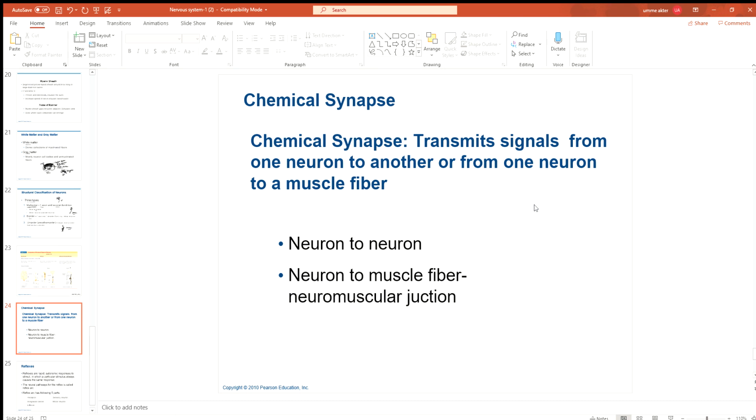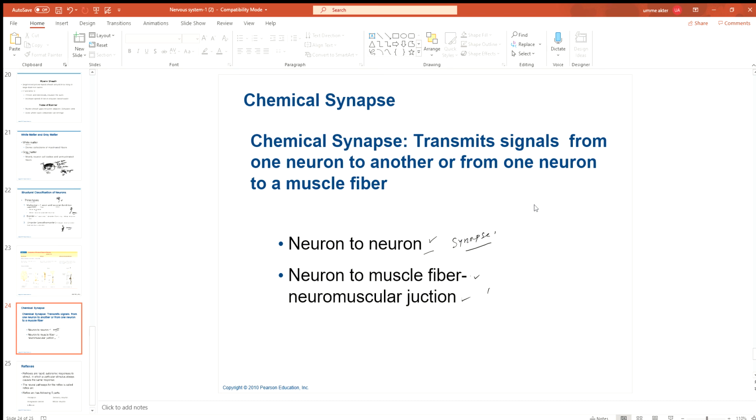I already talked about the synapse, where the axon terminal talks to the dendrites of the next neuron, that is neuron to neuron synapse, and the neuron axon terminal can also end on the muscle fiber, that is neuron to muscle, and that is the neuromuscular junction. That is another type of synapse.